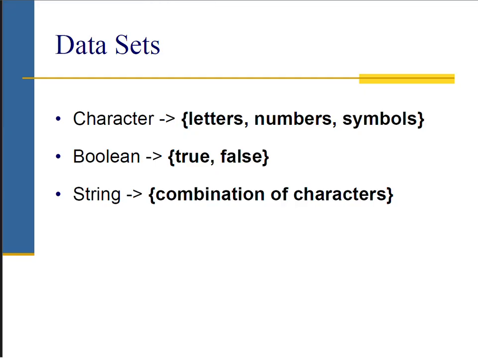Now we continue from datasets. So boolean simply means true or false, and string, that's a combination of characters.